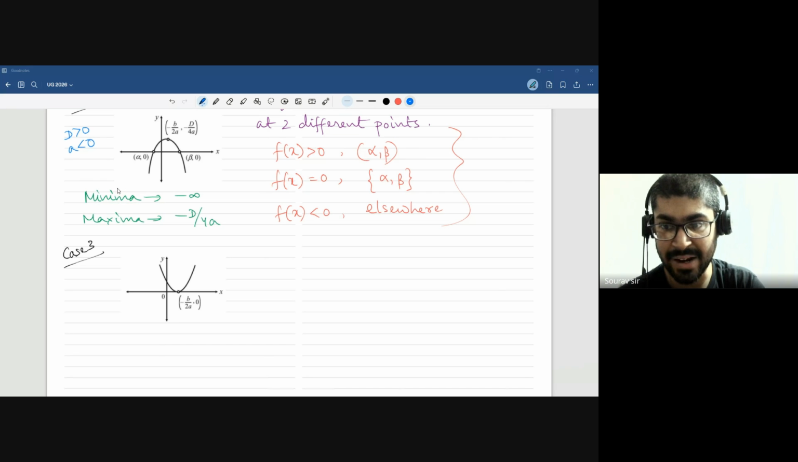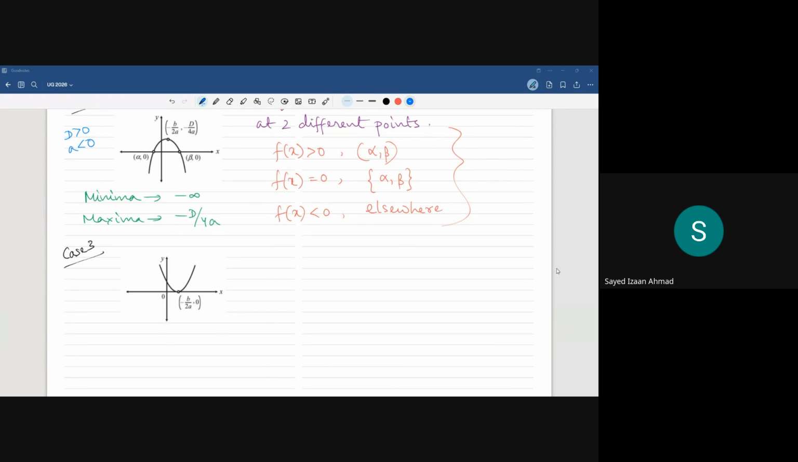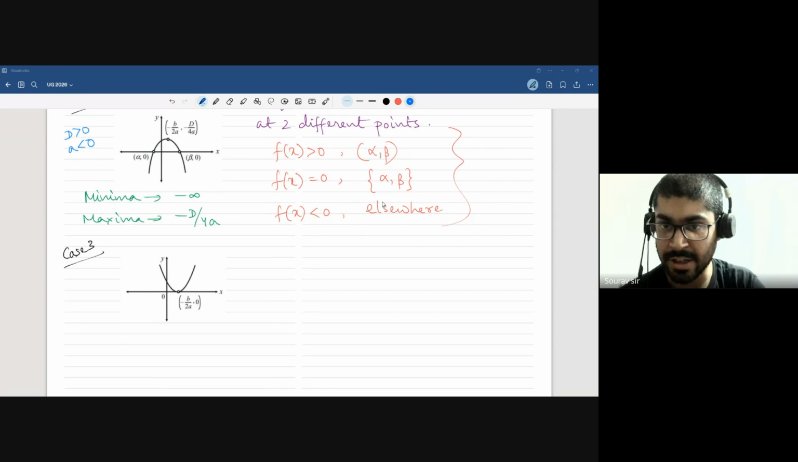You can see the graph and answer. What will happen in case 3? What is greater than 0? What is less than 0? A is greater than 0 and D is equal to 0. Yes, correct. So A is greater than 0.